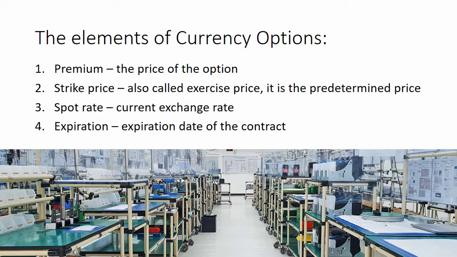The following are the important elements of currency options. Number one, premium. This is the price of the option or the cost of entering into the agreement. Number two, the strike price, also called exercise price or the execution price. It is a predetermined price. Number three, spot rate or the current exchange rate. Number four is expiration, the expiration date of the contract.